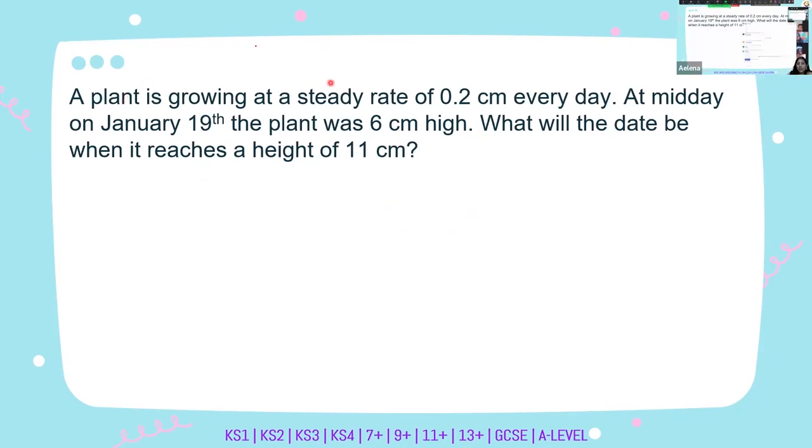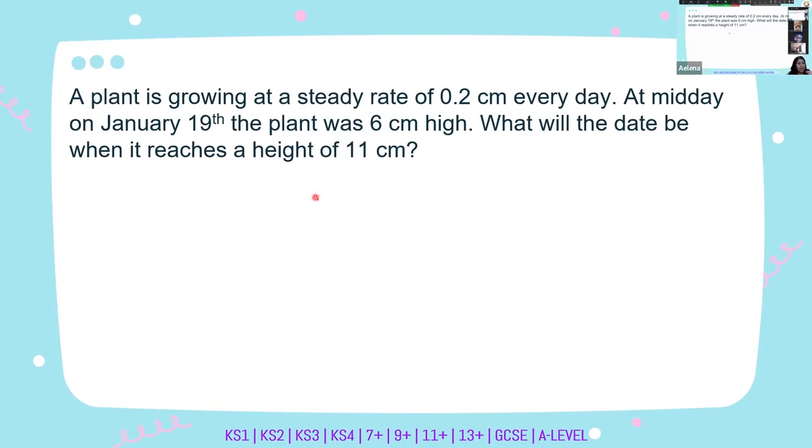A plant is growing at a steady rate. Okay, Abdul Hafiz has given me the answer now. All right, let's see. A plant is growing at a steady rate of 0.2 centimeters every day. That means in one day, it will gain height 0.2. In 2 days, the height would be 0.2 plus 0.2, that is 0.4. In 3 days, it would be 0.6. So let's say there are n number of days.